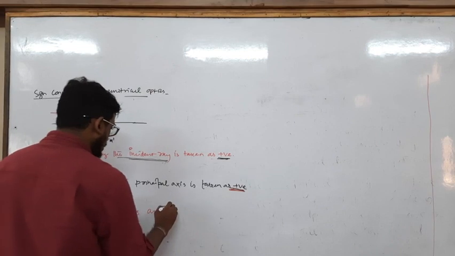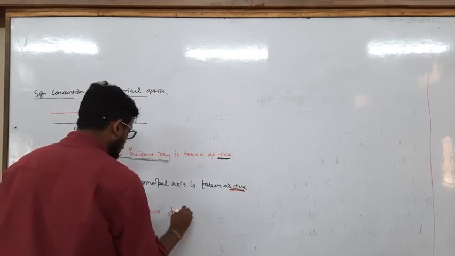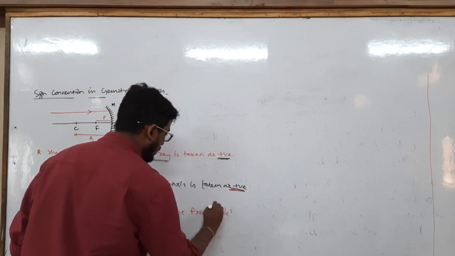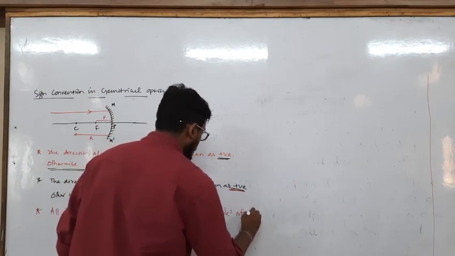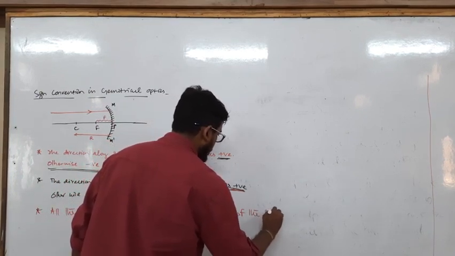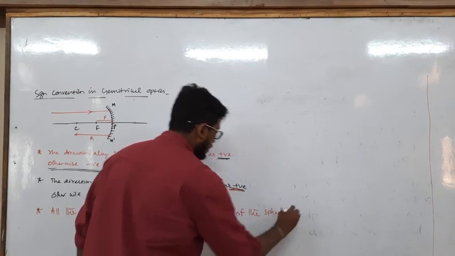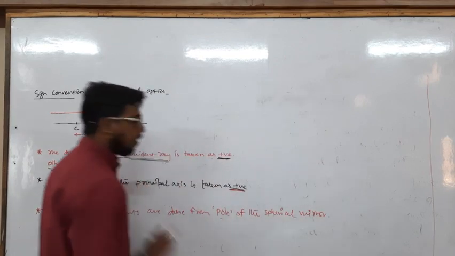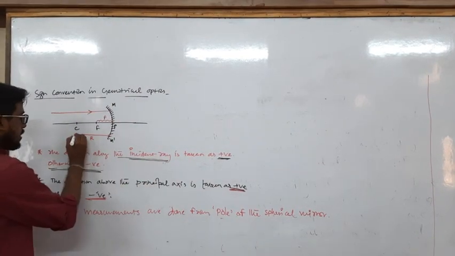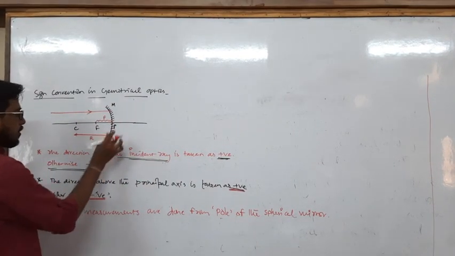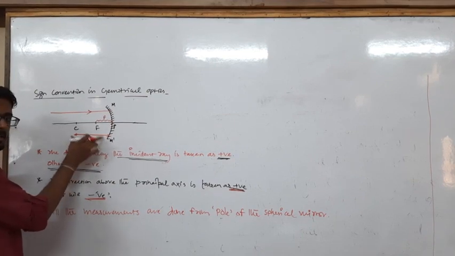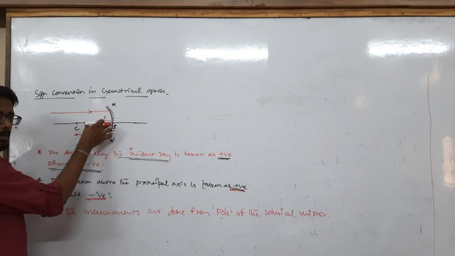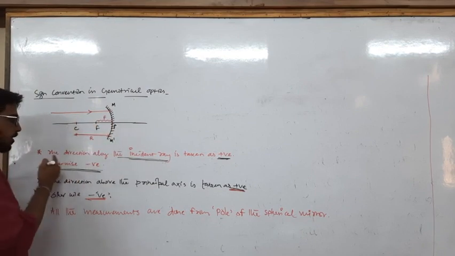And the third point: all the measurements are done from the pole of the spherical mirror. If this is the radius of curvature of the spherical mirror, then the magnitude of this R will be measured from the pole, and its sign will be according to the sign convention.